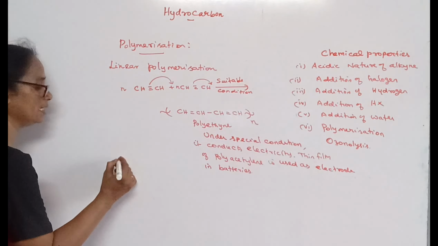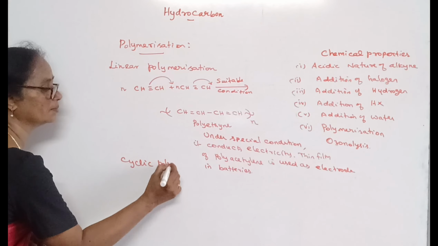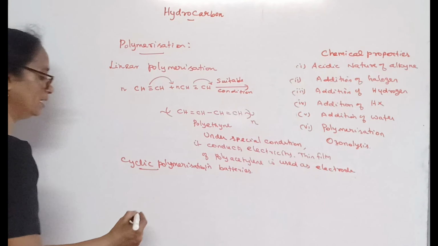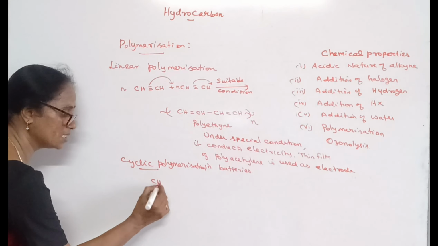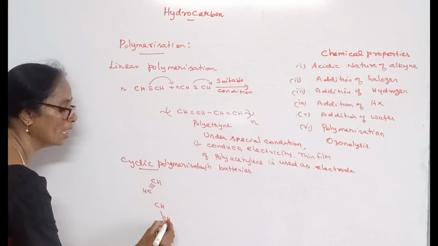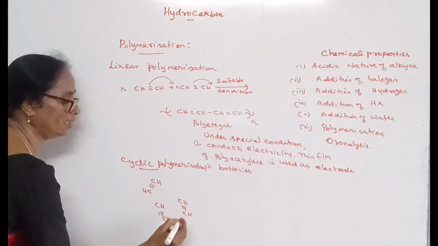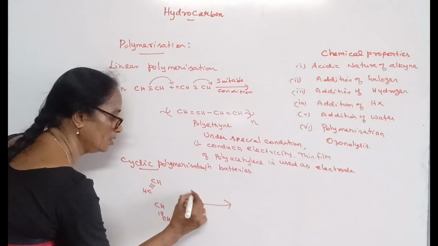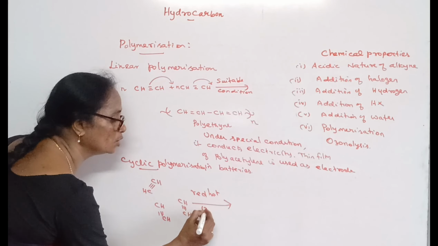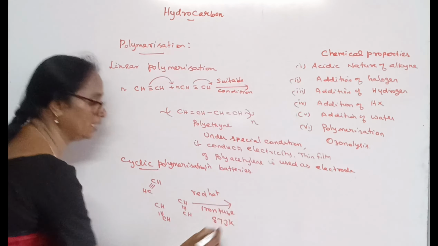The next one, let us see cyclic aromatization, cyclic polymerization. In this, when vapors of ethyne are passed through a red hot iron tube at 873 Kelvin, we will get benzene.